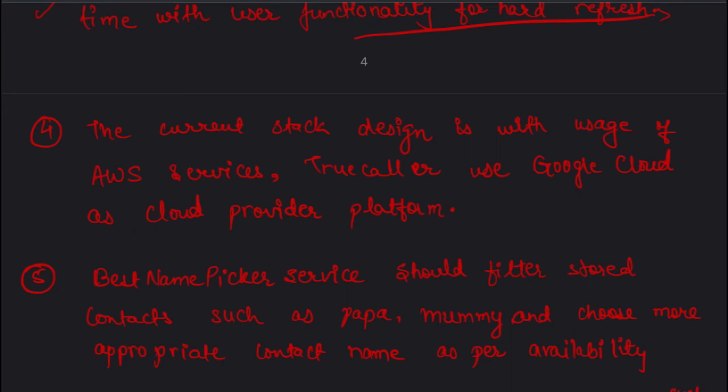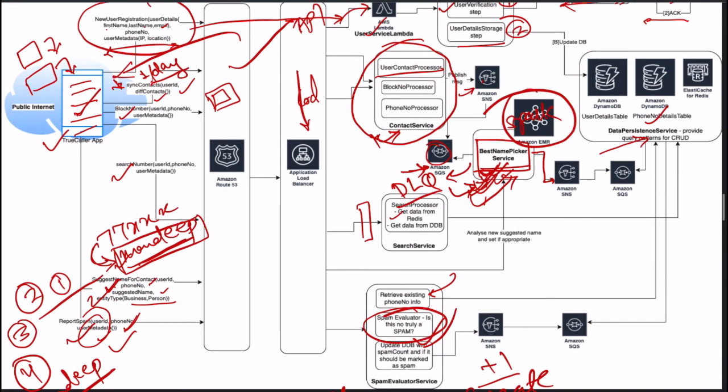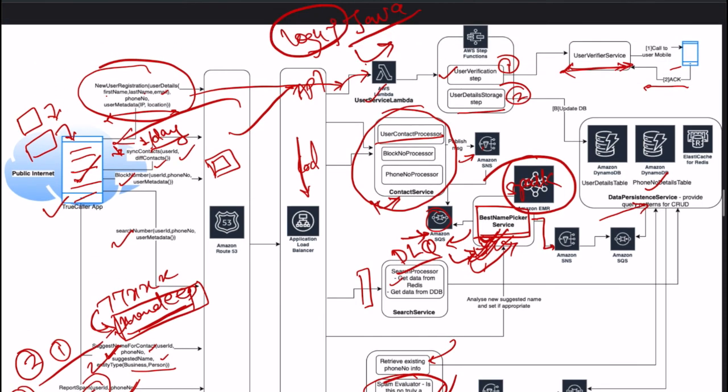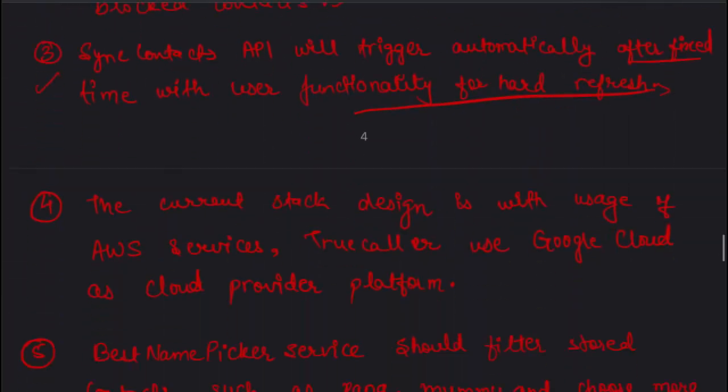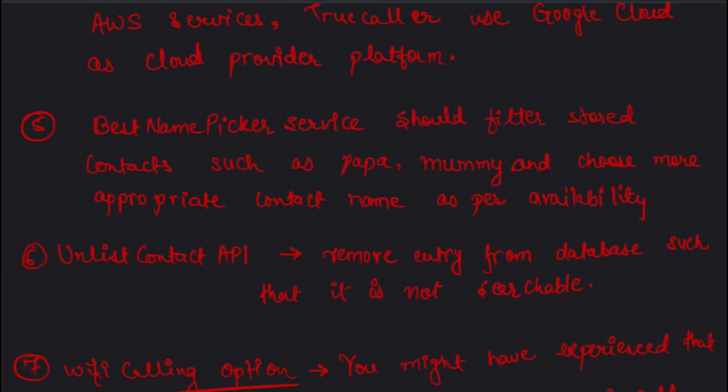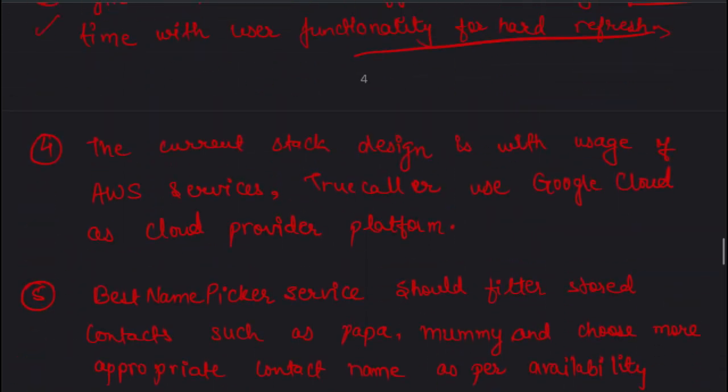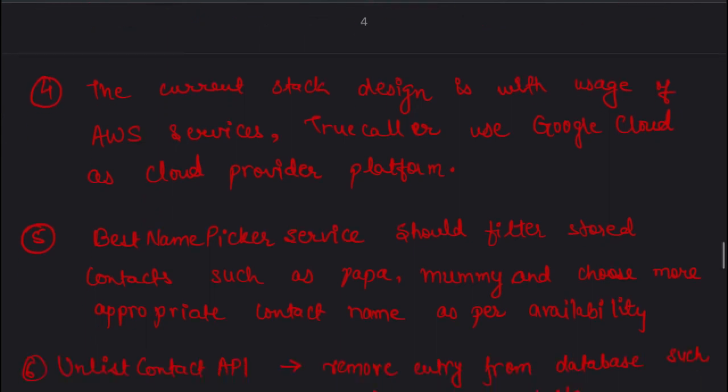All the components which we used here, like ECS Fargate, DynamoDB, Amazon EMR, Amazon Route 53, Lambda, Step Functions, these are all AWS managed services, provided by AWS. TrueCaller specifically uses Google Cloud Platform, so the names of services will vary. Let's say in case of Amazon EMR, you will use some other service which provides the same kind of functionality of running my Spark script. So this is just for information.